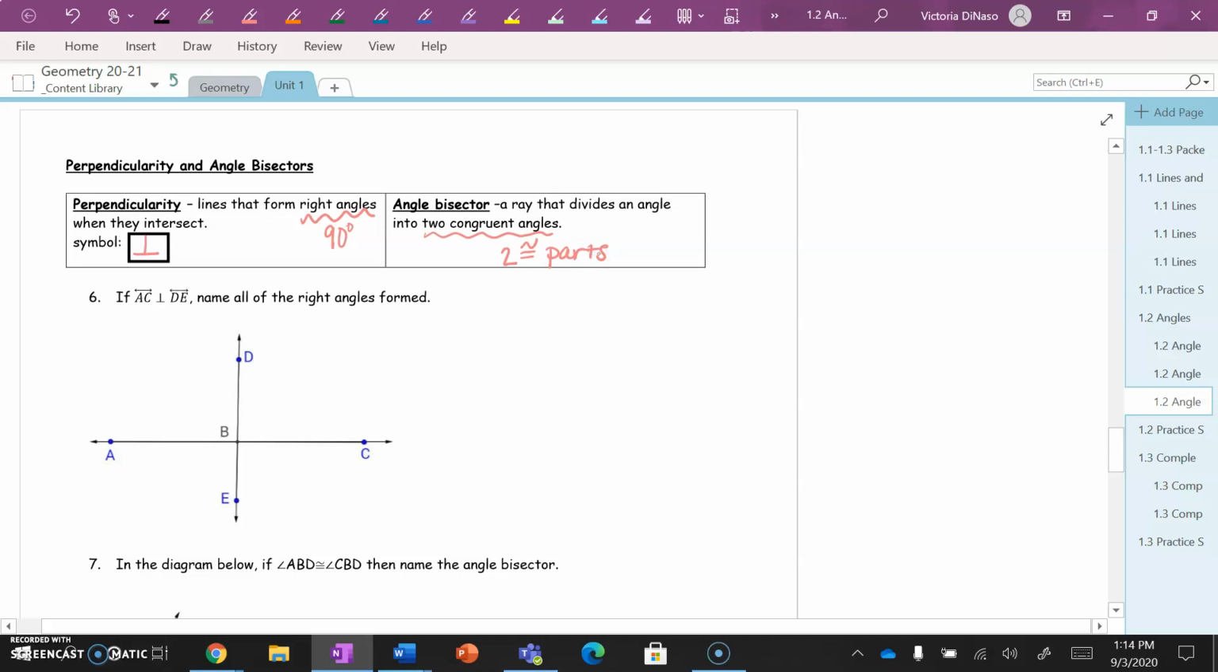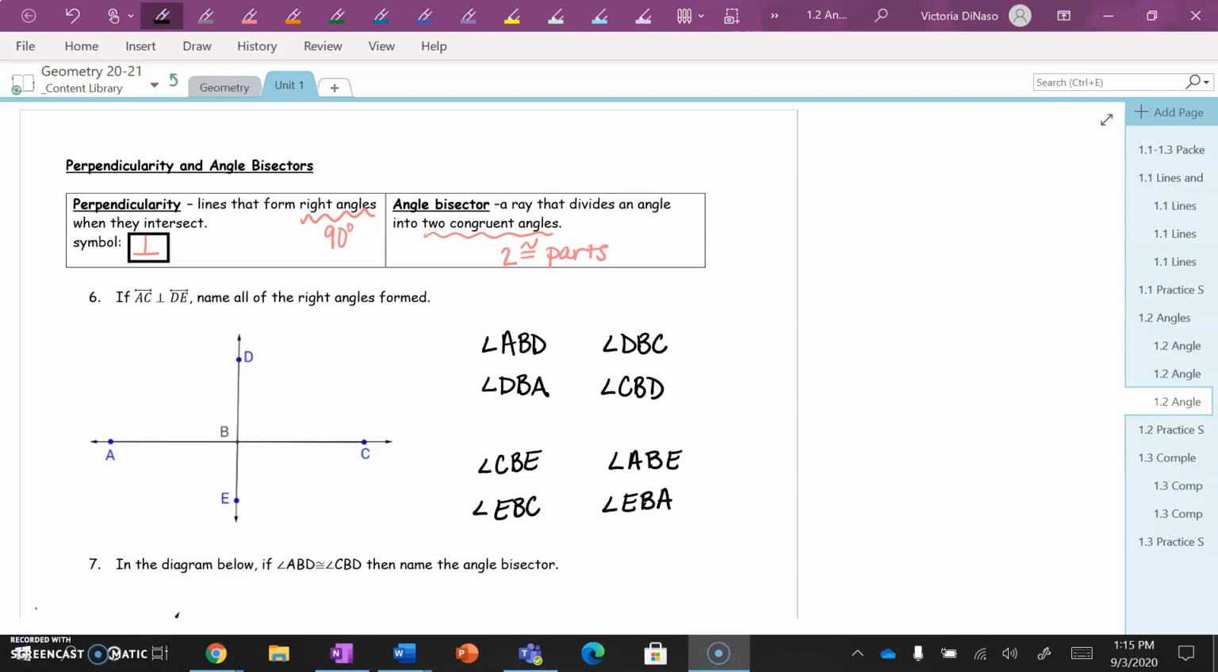In number 6, it says that if AC is perpendicular to DE, name all of the right angles formed. Go ahead and list all of the right angles formed. Here are all 8 right angles that are formed when we have these two lines that are perpendicular. If you notice, B, which is in the middle of all of them, is the vertex, the point in the center. And we cannot call this angle B because there would be 8 angle B's if it were possible.